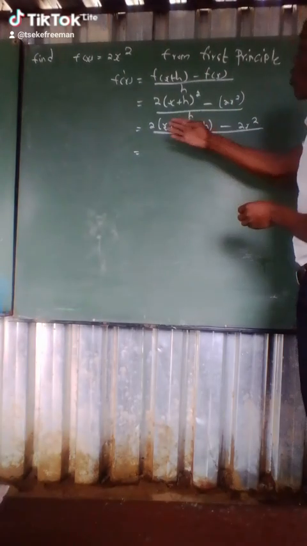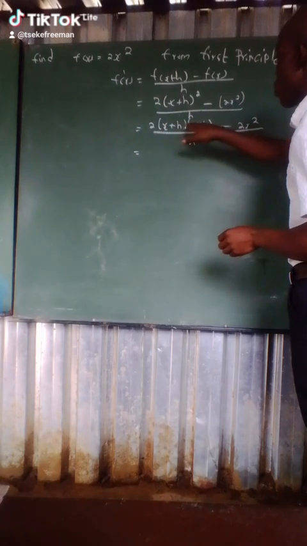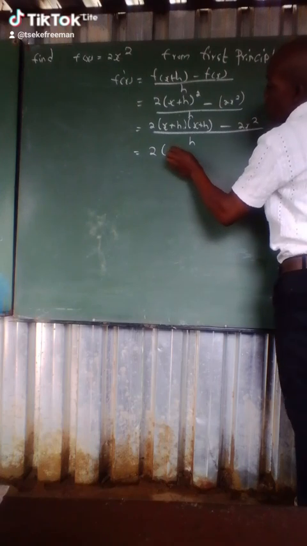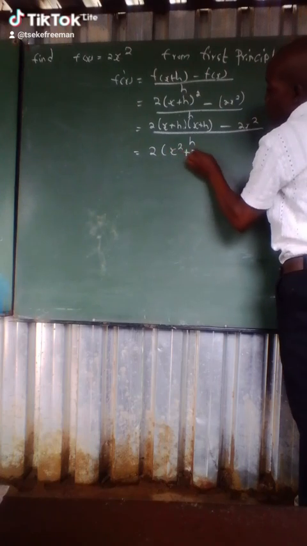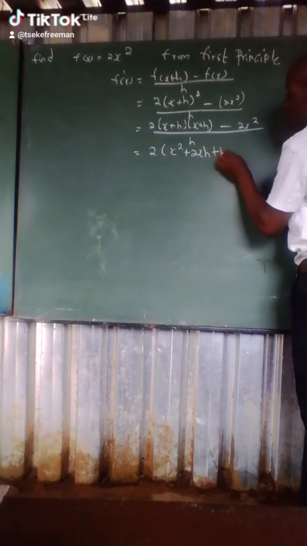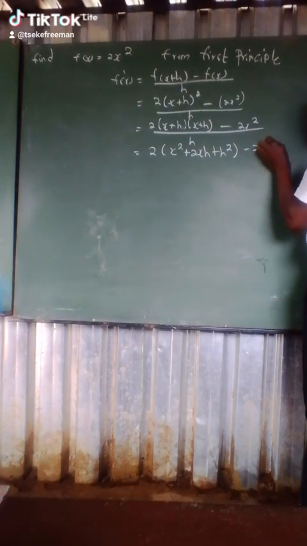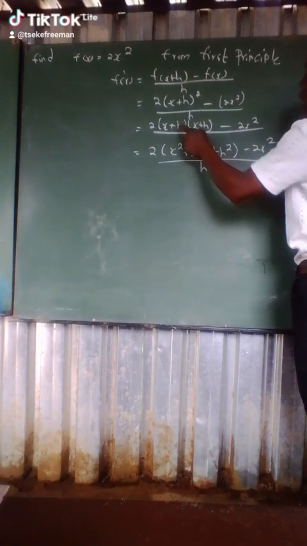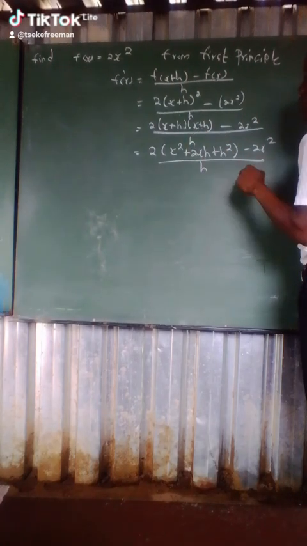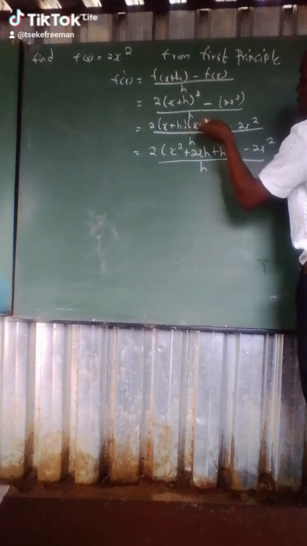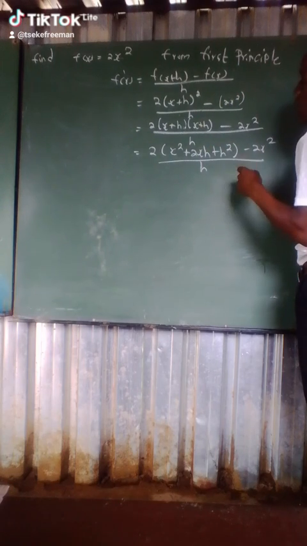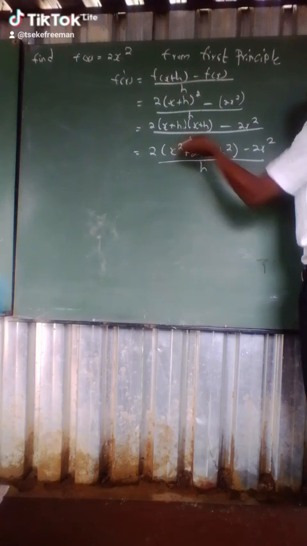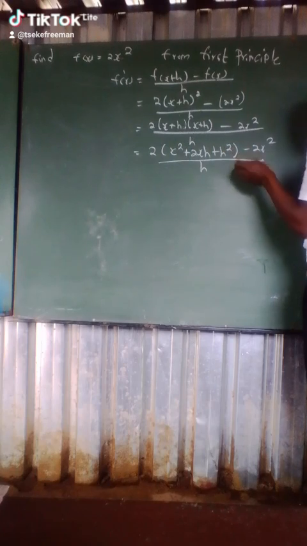Now we know that these 2 brackets have to multiply each other according to our BODMAS. Then it will be 2, then it becomes x squared plus 2xh plus h squared, minus 2x squared, divided by h. How did 2xh come? It was h times x, then you find xh, and then it was again x times h, you find xh again. So that's why we have 2xh as our middle term, and then our first term being x squared and our last term being h squared.